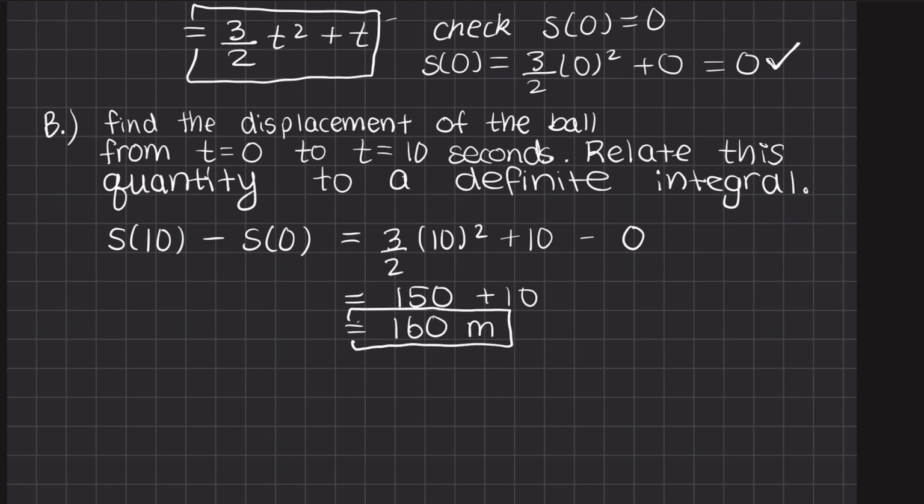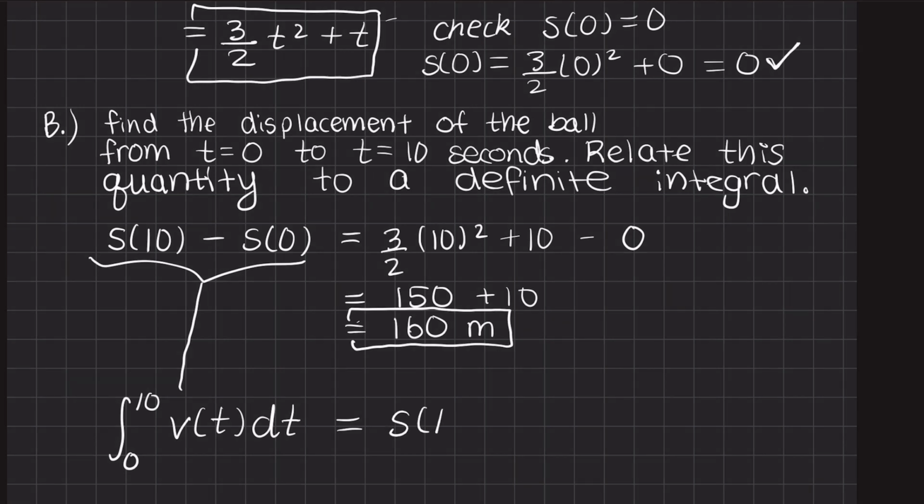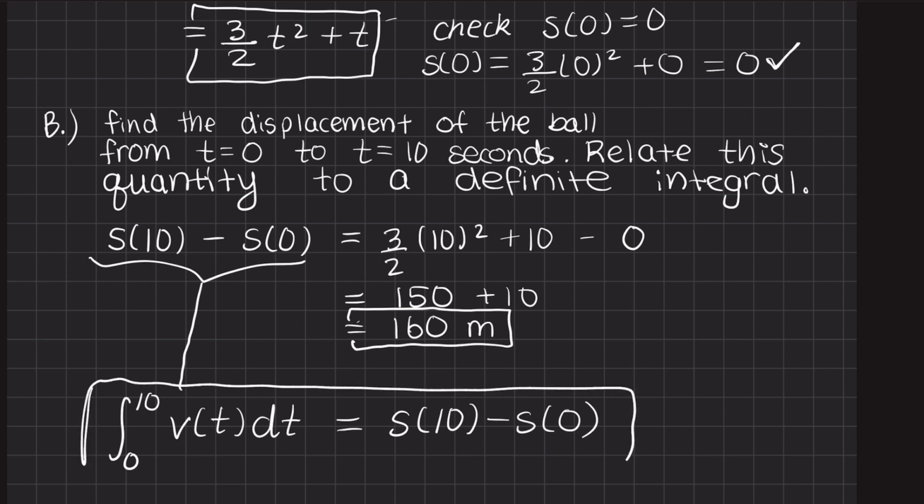Well, we want to relate this quantity to a definite integral. And for this, we're actually going to basically use the result of the fundamental theorem of calculus, which says that this displacement right here, s of 10 minus s of 0, this is nothing but the integral from 0 to 10 of our velocity function. Right? So we've got s of 10 minus s of 0. And this is just fundamental theorem of calculus part 2.